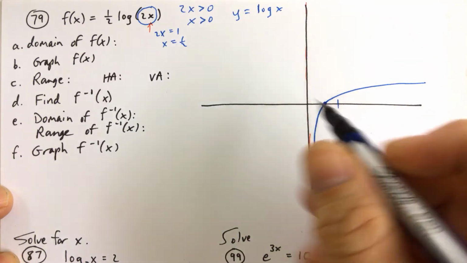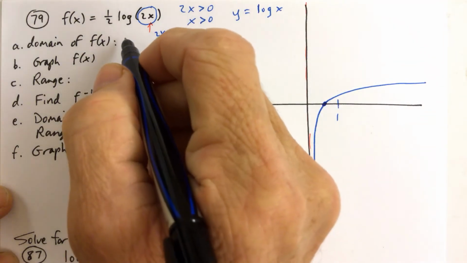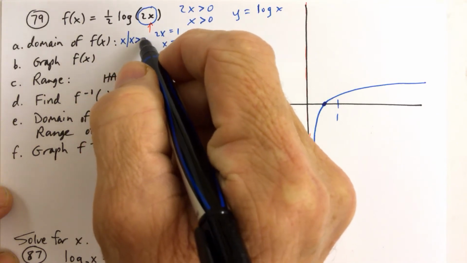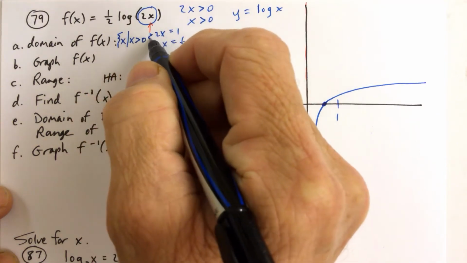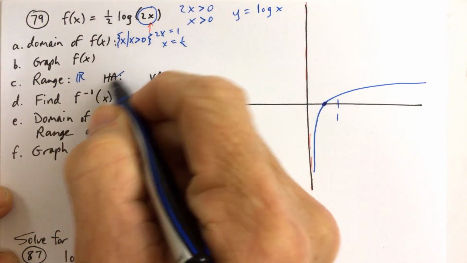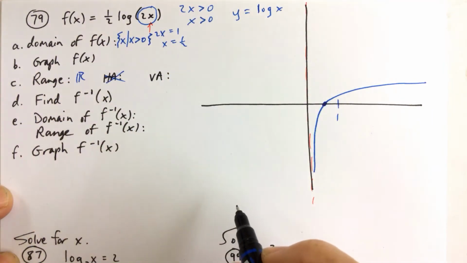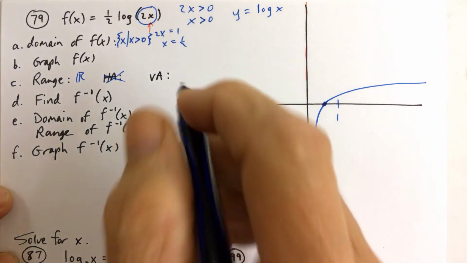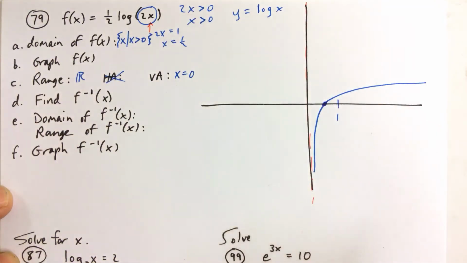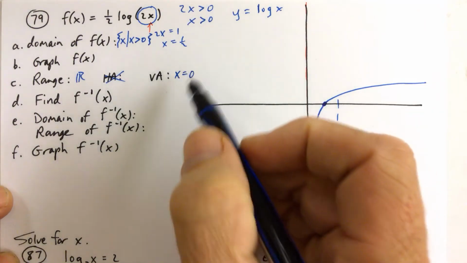So there's the graph. The domain of the function would be all real numbers x such that x is greater than 0. So there's our domain. We've shown the graph. The range is always all real numbers. There's never a horizontal asymptote with a logarithmic function, but we do have a vertical asymptote. We already talked about that being the y-axis, x equals 0.